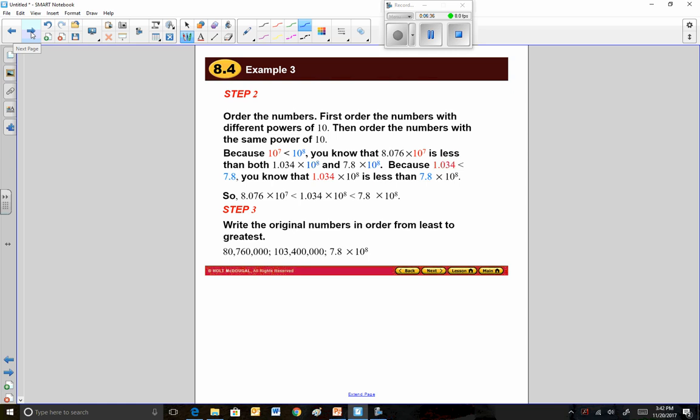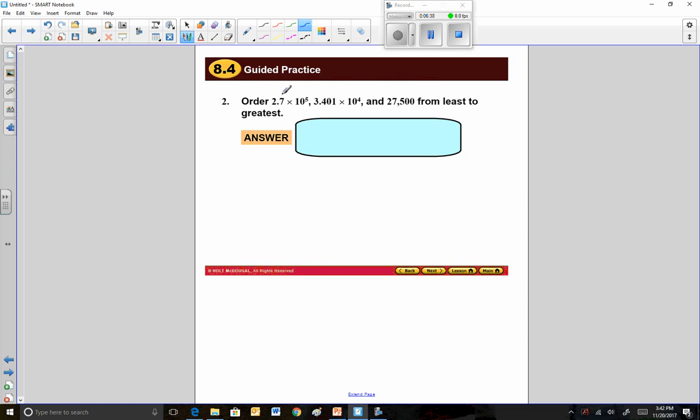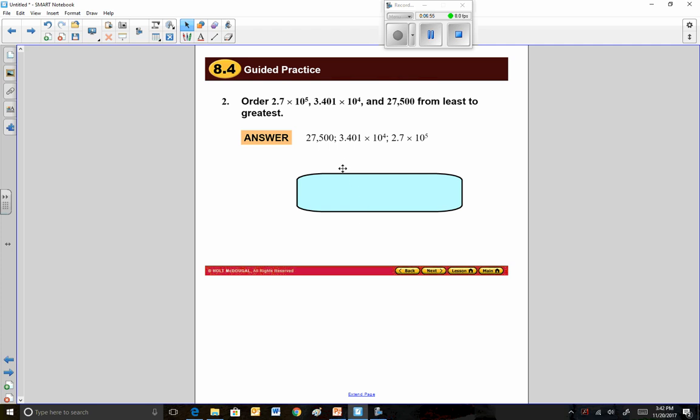All right, let's go to the next question. We have to order these from least to greatest. Make sure that you change them all to scientific notation, and then write them in order. Pause your video and give it a try. All right. You should have been able to come up with this order here. 10 times 10 to the 4th power would have made this the smallest one. And then we have 3.401 times 10 to the 4th, and so on. You should have them in this order.